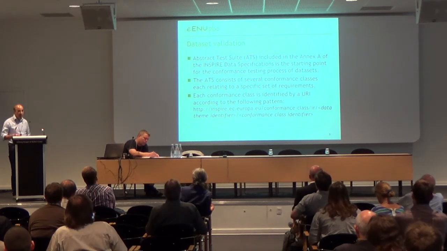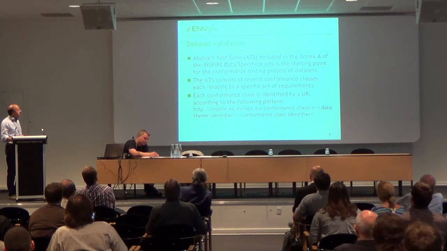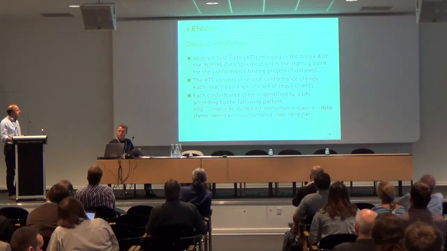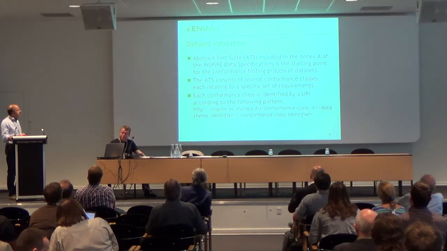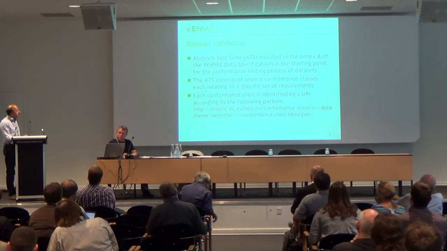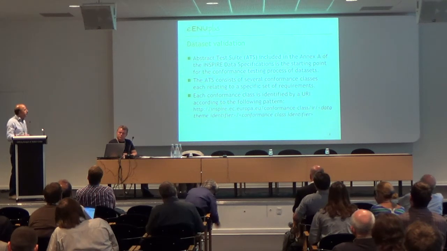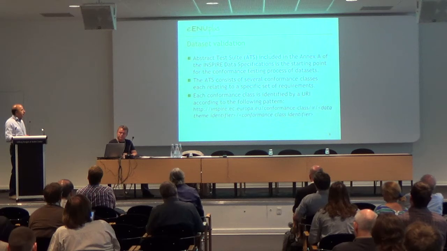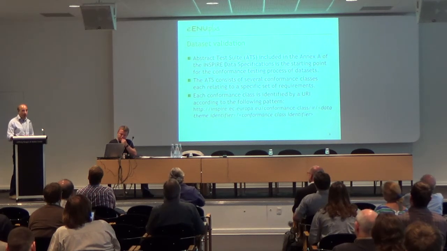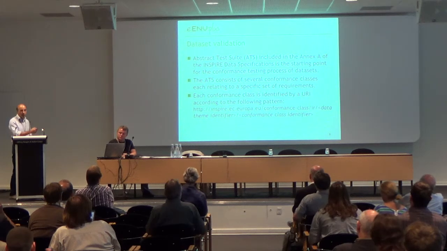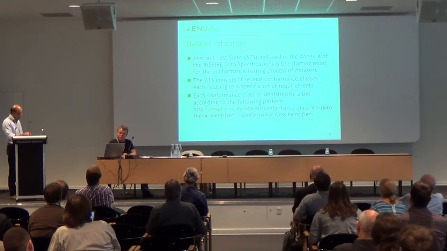As already mentioned in the previous presentations, the ATS included in Annex A of the INSPIRE data specifications is the starting point for the conformance testing process of datasets. We will talk about datasets here. The ATS consists of several conformance classes, each relating to a specific set of requirements. And each conformance class is identified by a URI according to an established pattern.